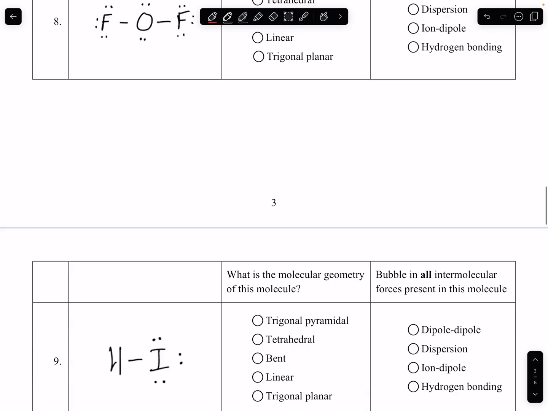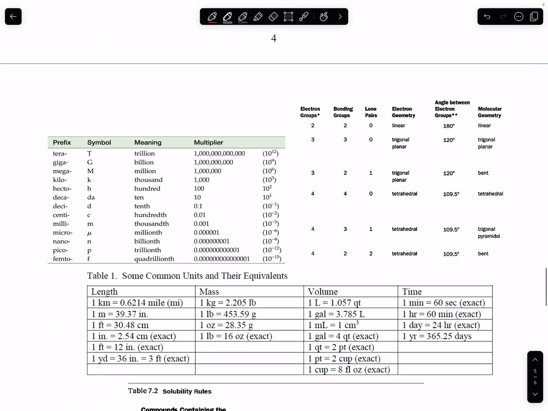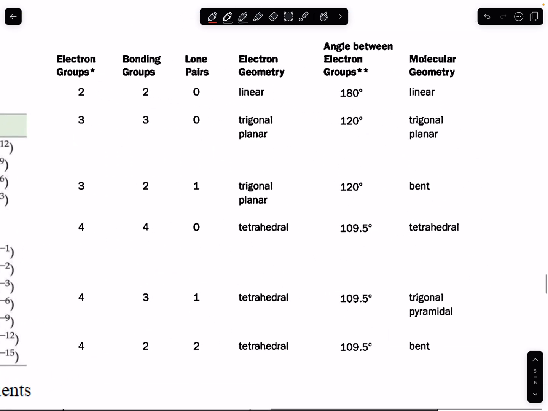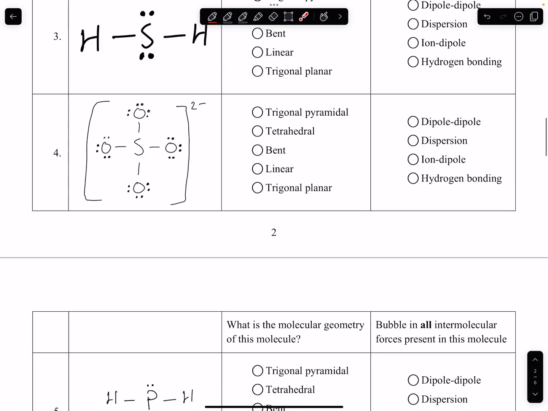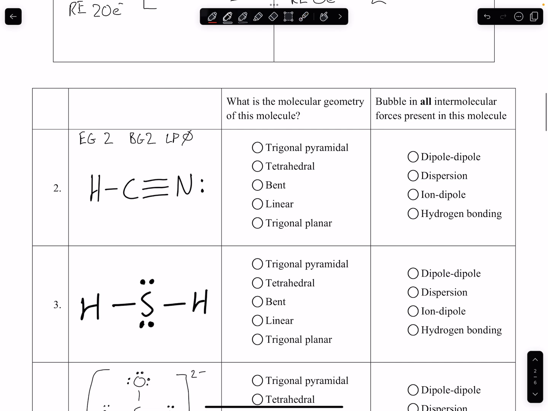So go down to this chart. Here's the chart. So we had 2 electron groups, 2 bonding groups, 0 lone pairs. The electron geometry is linear. We don't care about that for this problem. It's asking for the molecular geometry, which in this case happens to also be linear. So if I go back up to here, this is linear. Let's fill in linear.